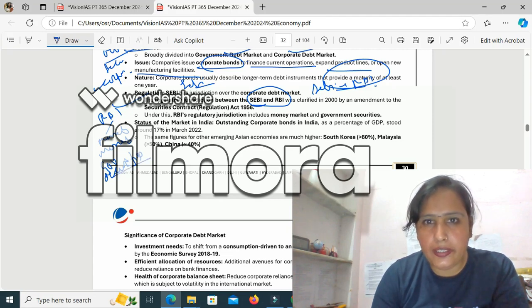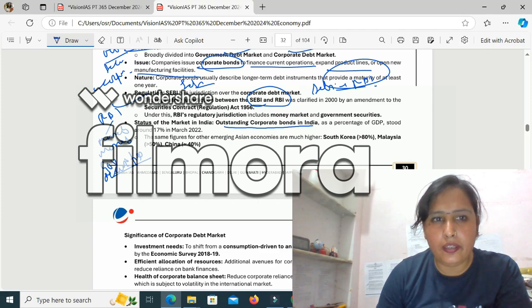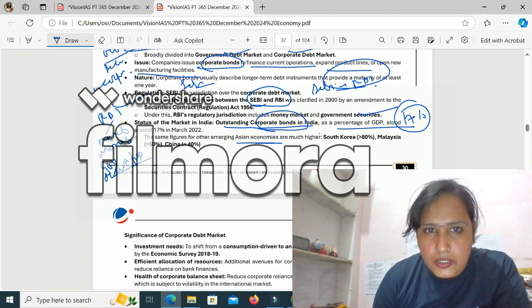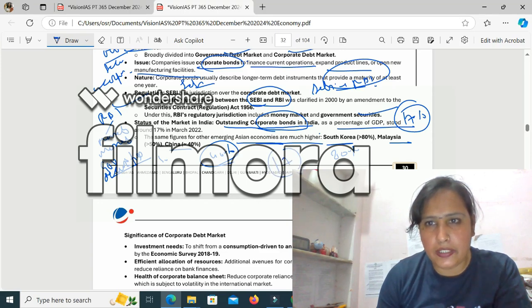Now the status of the market in India: outstanding corporate bonds are presently there. We need to improve, as this is almost 70% of GDP in some economies. The same figure for other emerging Asian economies: South Korea has 80%, Malaysia 50%, China only 40%. But we have only 17% of GDP in the corporate debt market.